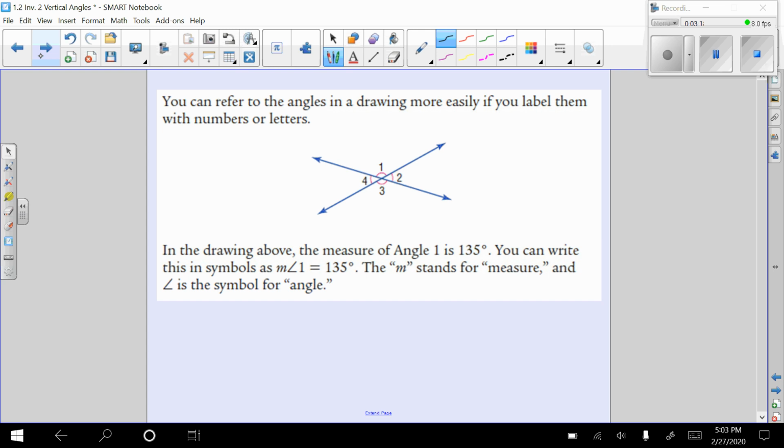Now we're going to look at two lines that intersect. Well, when we look at this drawing, first of all, we have to know how to read it. It's telling us in the drawing above, angle 1 is 135 degrees. The way that that is written is this way. It means the measurement of angle 1 equals 135 degrees. The M stands for measurement, and that symbol you see there stands for angle. That is how you will see it mostly written.